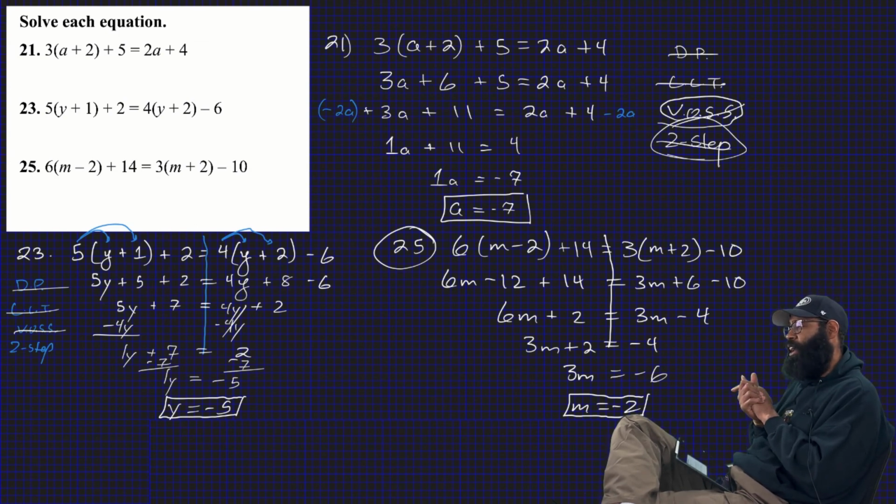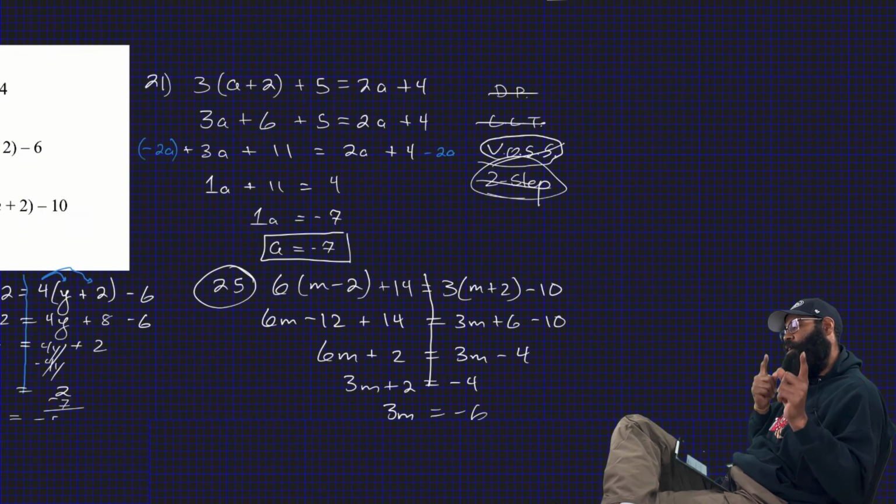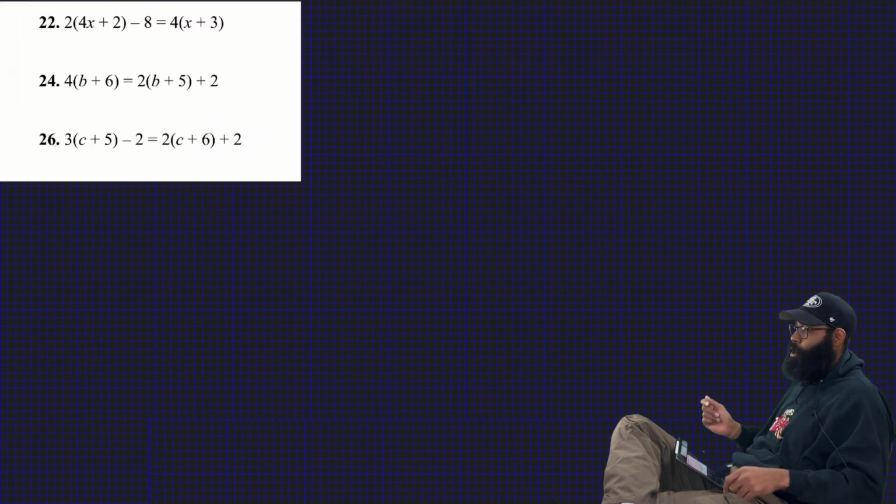Subtract 2 from both sides, you get negative 6. So what number times 3 gives me negative 6? Negative 2. Good job, guys.